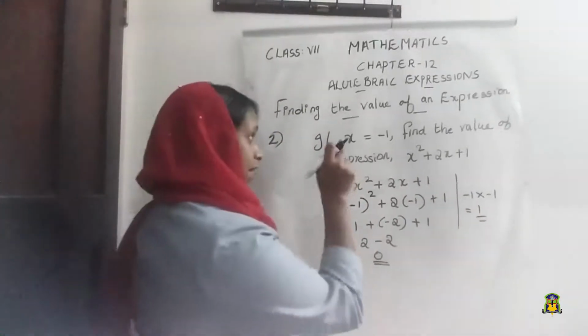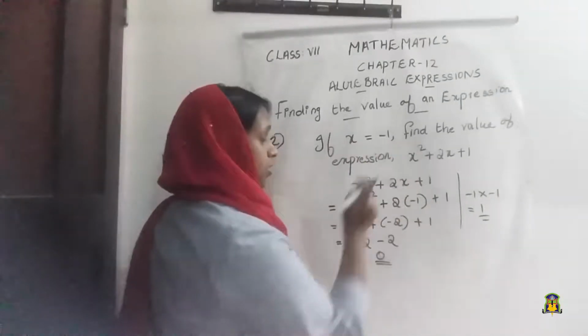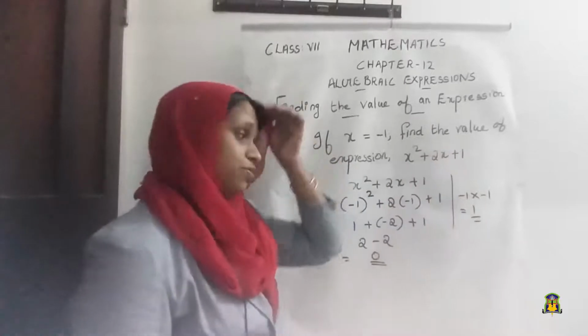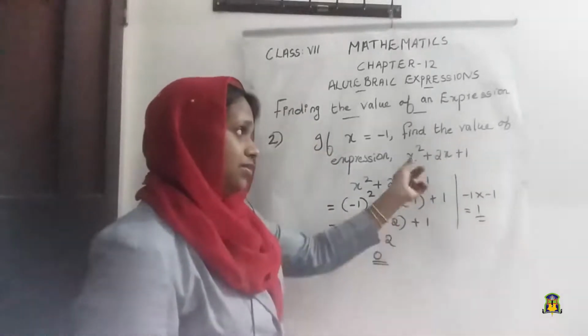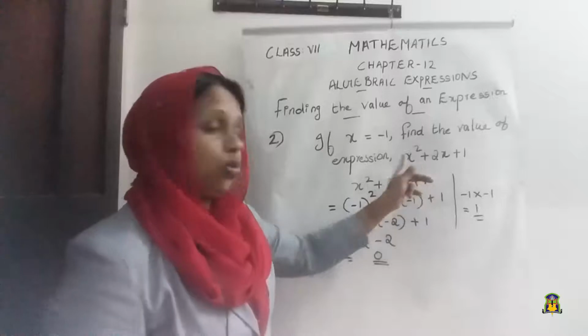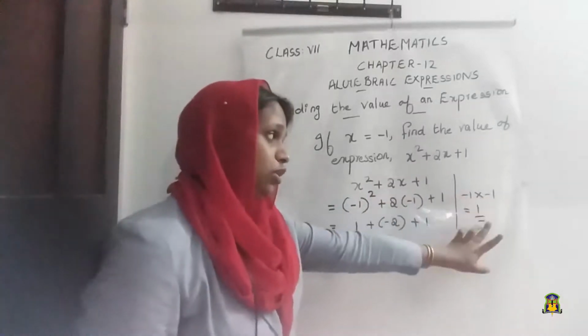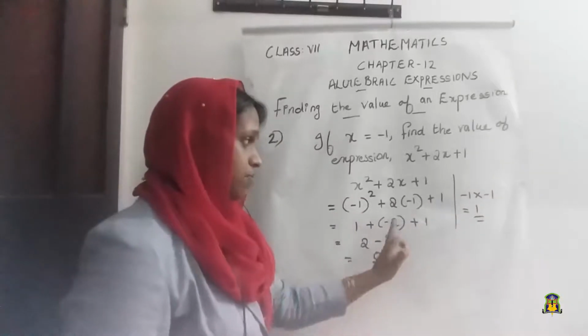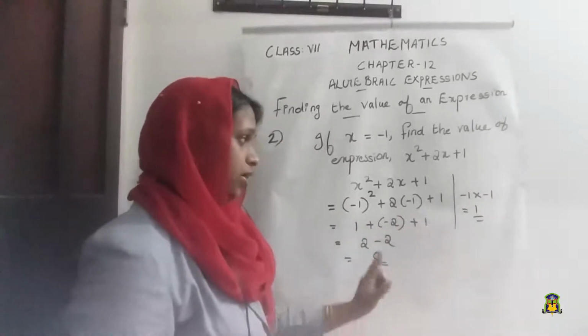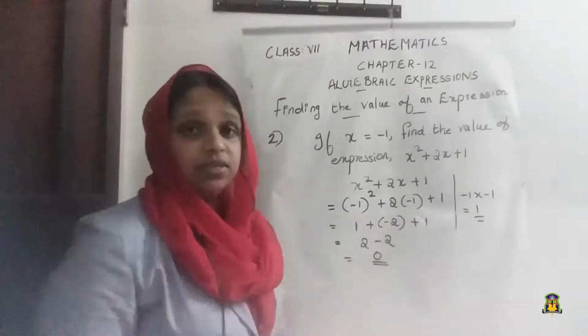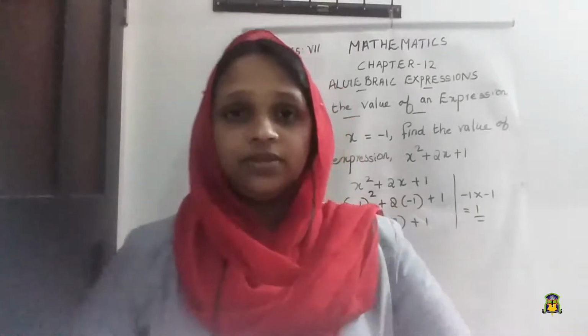So here for x equal to negative 1, the value of this expression is what? 0. We just substitute for x equal to negative 1. Here negative 1 whole square means negative 1 into negative 1 is 1. So 1 plus negative 2 plus 1. 1 plus 1 it is 2. 2 minus 2 it is 0. Got it, students?